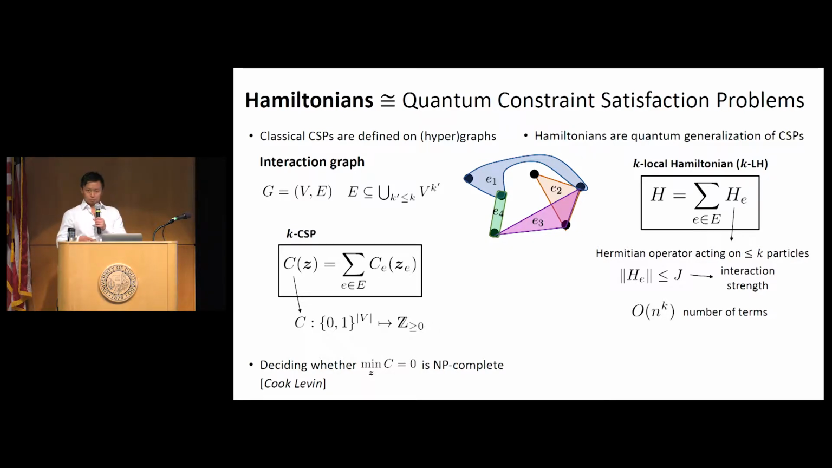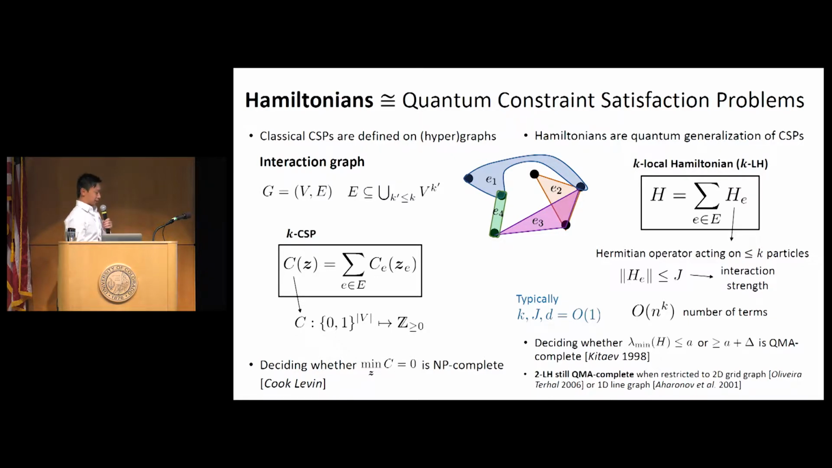Typically, for a k-local Hamiltonian, there are n to the k terms. And again, in most physical contexts, the locality, the interaction strength, and the dimensionality of the particles are considered to be constants.